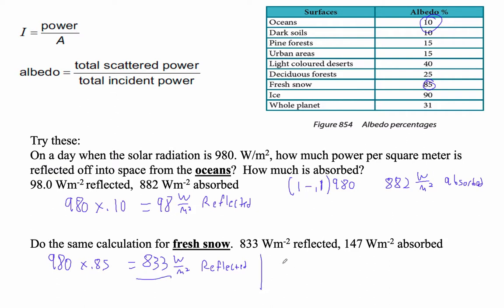Okay, and then absorbed would be 980 times 0.15. The 0.15 being 1 minus 0.85, right? Okay, so 980 times 0.15. This is how much is absorbed. It is 147 watts per square meter, and that's absorbed. Okay. Yeah. All right.